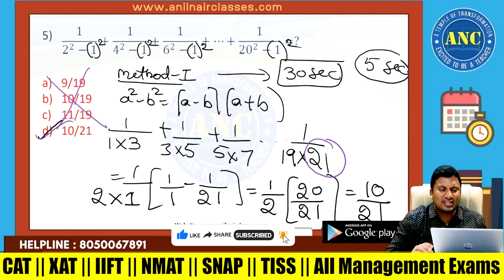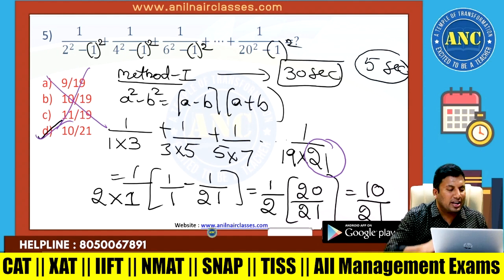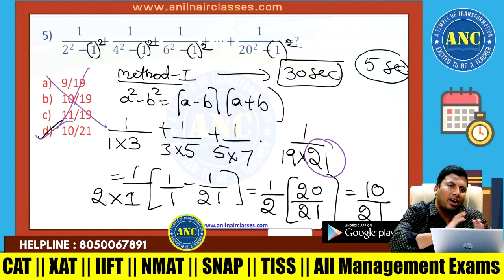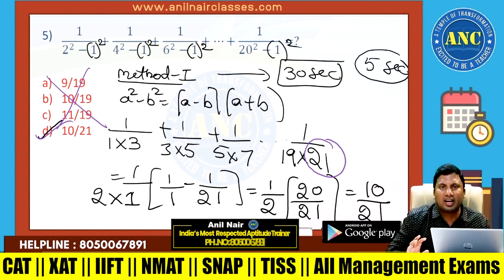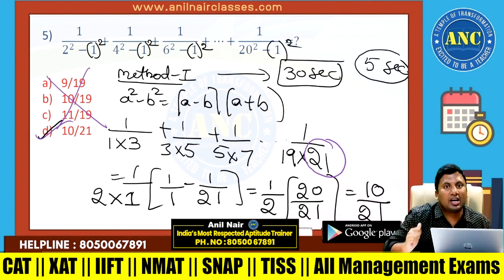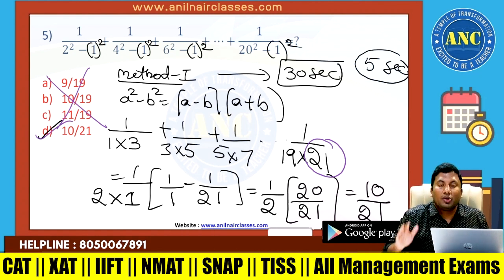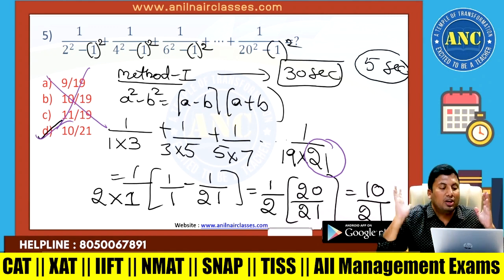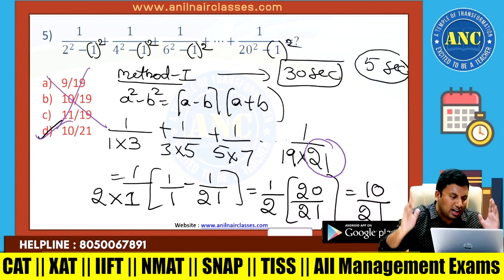I hope the idea is clear. Those students who are the students of Anil Nair, just by looking at a question, you can say that the last term is 21, so the denominator should be 21 or a factor of 21. Three options are eliminated. If more than one answer option has 21, you will go with method 2, or if the fraction values in the options are far away from each other, you will use approximation. Crystal clear clarity.